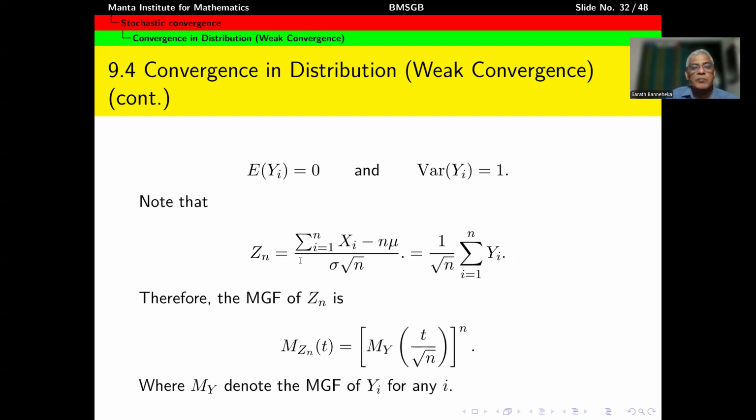Because they are independent and identically distributed, we can show that the moment generating function of Zn evaluated at some value t is equal to the moment generating function of any of these Yi's evaluated at t over root n, to the power n. This is very easy to show using the properties of the moment generating function, which I have already discussed in a previous lesson, where I showed several mathematical properties of the moment generating function.